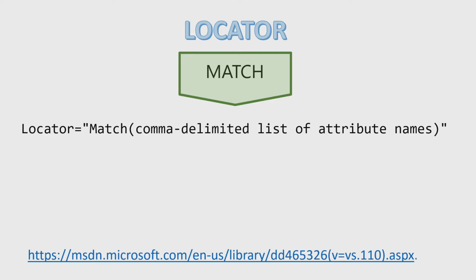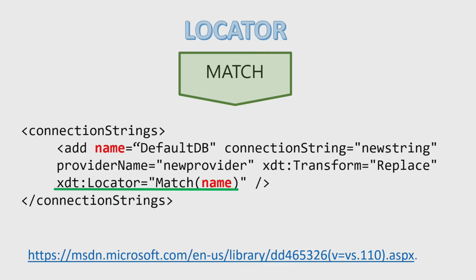The match locator accepts a comma-delimited list of attribute names. The match locator will identify a matching node based upon the value of the name attribute. The transform engine will locate a matching XML node in the Web.Config file with a name of default DB.